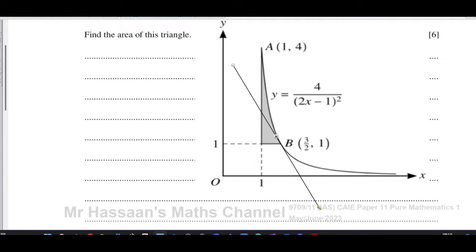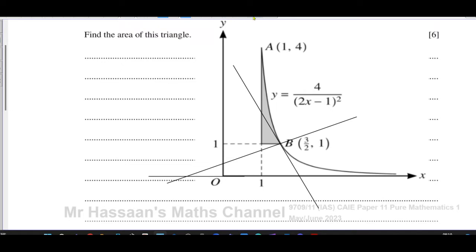Now, there's also the normal to the curve at B, which goes through B as well, but has a gradient which is perpendicular to the tangent's gradient. So it's going to go something like this, perpendicular to the tangent at B, passing through B as well. And we've got to find where these meet the x-axis.